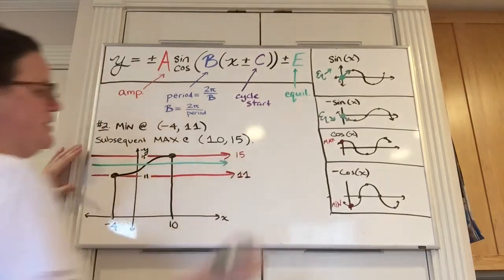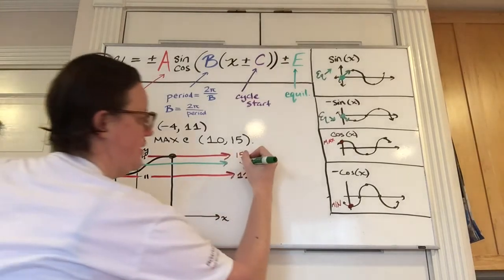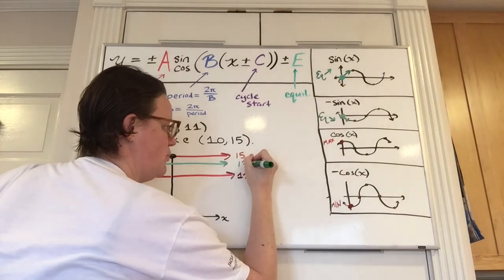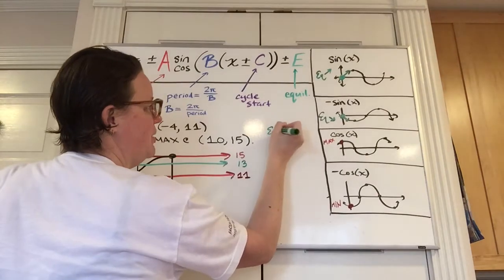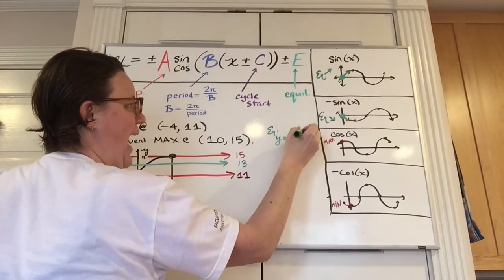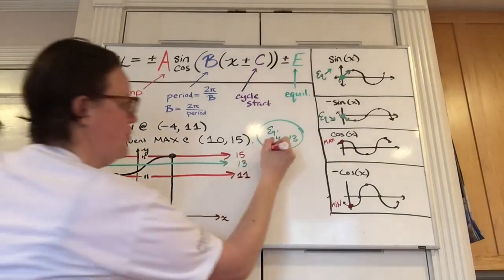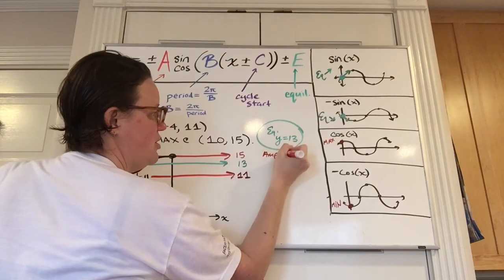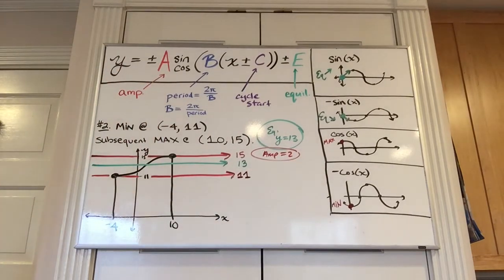The equilibrium line is at the average of the maximum and the minimum. So I'm just going to add those up and divide by 2. 15 plus 11 adds to 26. 26 divided by 2 is 13. That makes sense. That's right in the middle of 15 and 11. So I'm going to say my equilibrium line is at y equals 13. That's the average output for this graph. And that must mean that the amplitude, the maximum deviation from that, is 2. The graph stretches 2 above and 2 below.